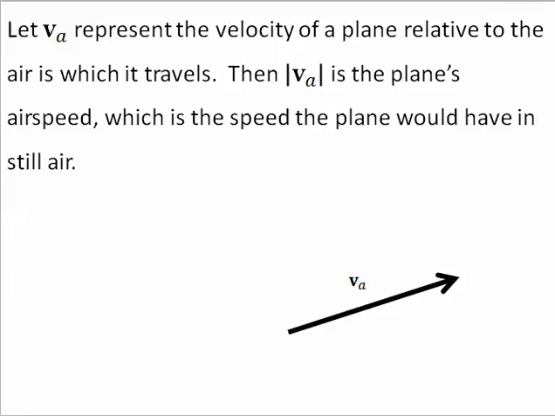Let v sub a represent the velocity of a plane relative to the air in which it travels. Then the magnitude of v sub a is the plane's air speed, which is the speed the plane would have in still air.